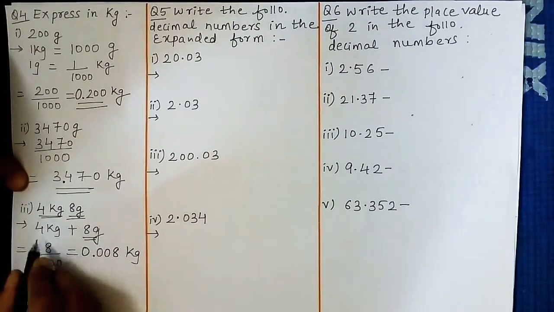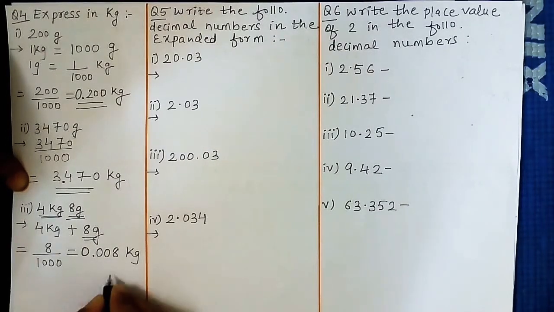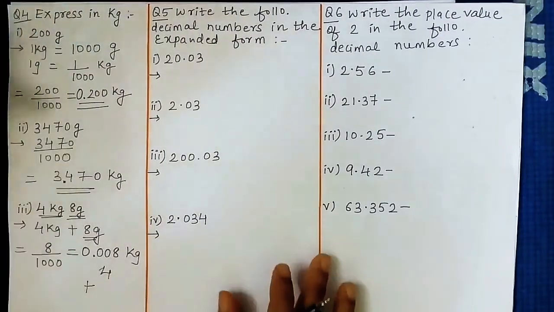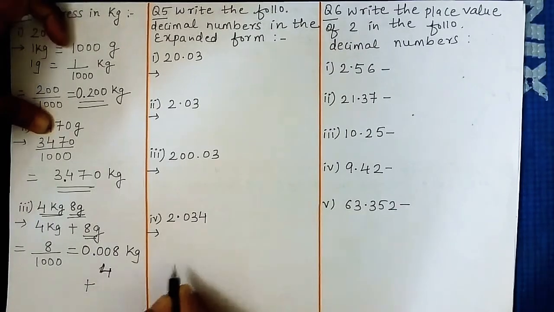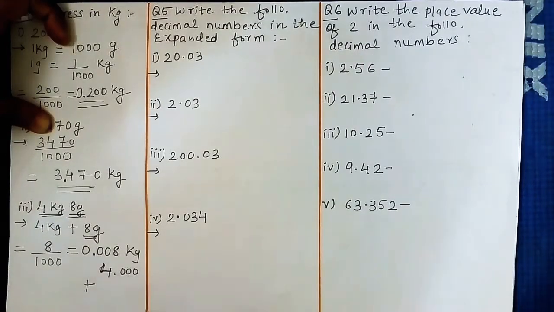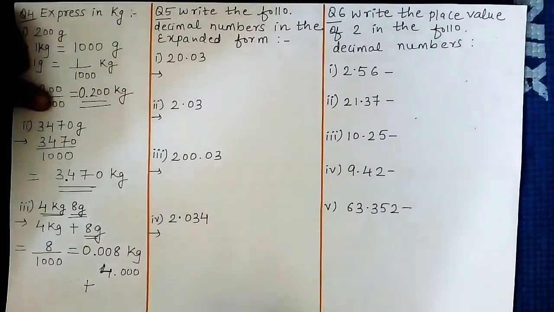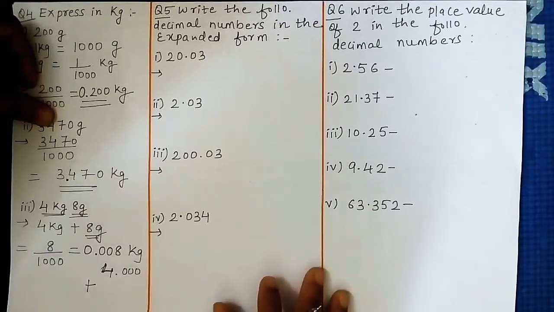Now we will add. So 4 kg plus this is also in kg. So now we will add. So how we will add? 4 plus this 0.008. Now in 4 there is no decimal. So we can take 4.000. Okay, there is no decimal in 4, so we can keep 0.000.